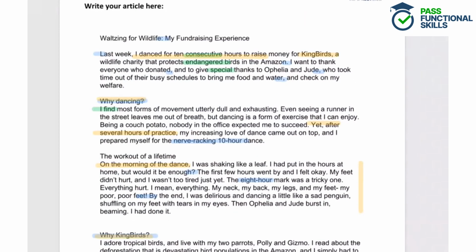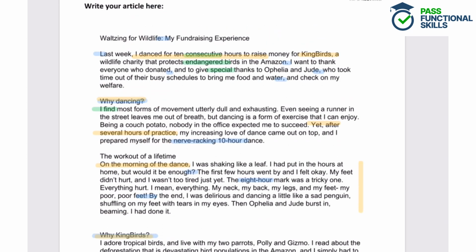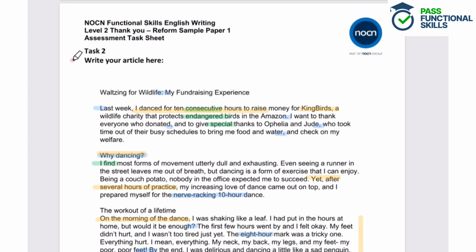Now let's consider how this has been formatted and organised. So remember that when we're looking at formatting, we need to know the text type, and we know that the text type for this question is an article. So what kind of features do we need to include in an article? Well, we need a heading, and we have one here, "Waltzing for Wildlife, My Fundraising Experience." A heading gives a brief overview of what the entire article will be about.